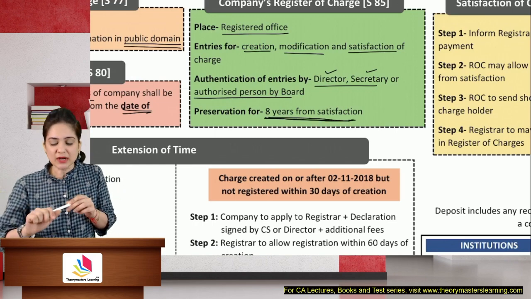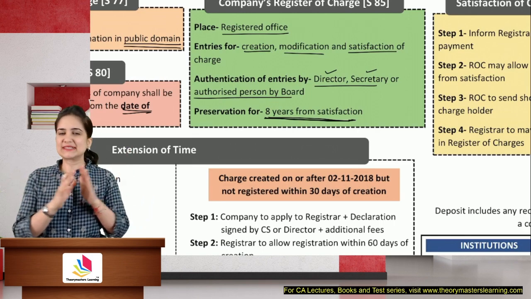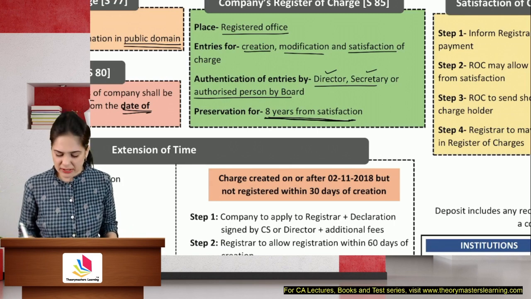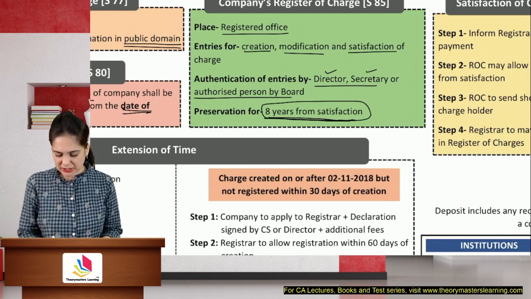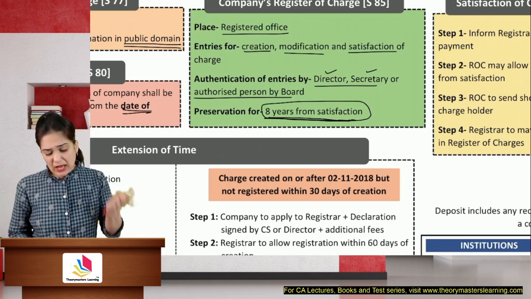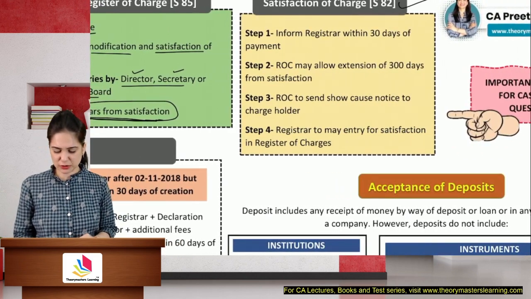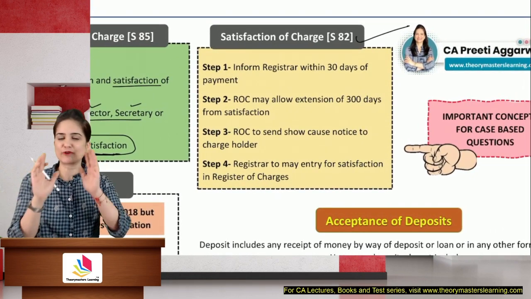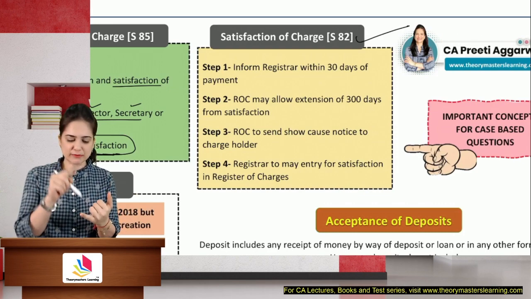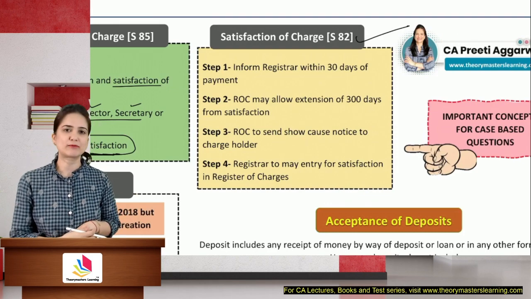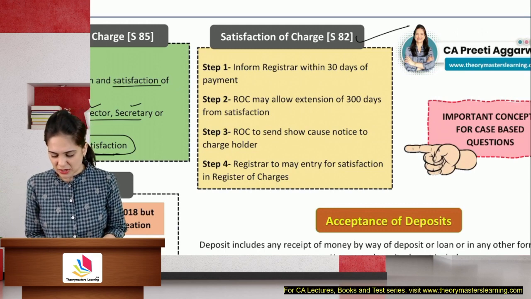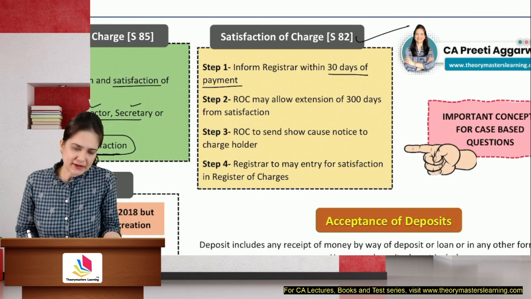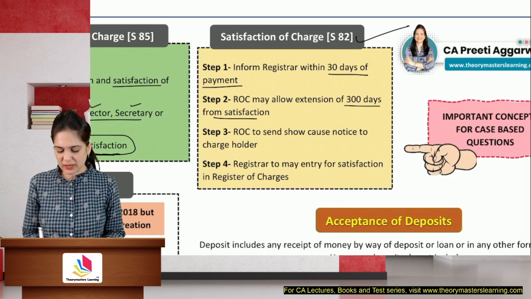Satisfaction means that once your amount has been paid off, once the asset is clear, you need to inform the ROC that the charge is satisfied, the asset is no longer encumbered, and you will have to preserve the register for 8 years from satisfaction. Let us also go through the provisions regarding satisfaction of charge. Once you have repaid the debt, once the asset is free, you will inform the ROC. Just as at the time of creation or modification, it is your duty to inform the ROC also at the time of satisfaction. So we will inform the registrar within 30 days of payment. If you forget, the ROC may allow you 300 days of extension from satisfaction.